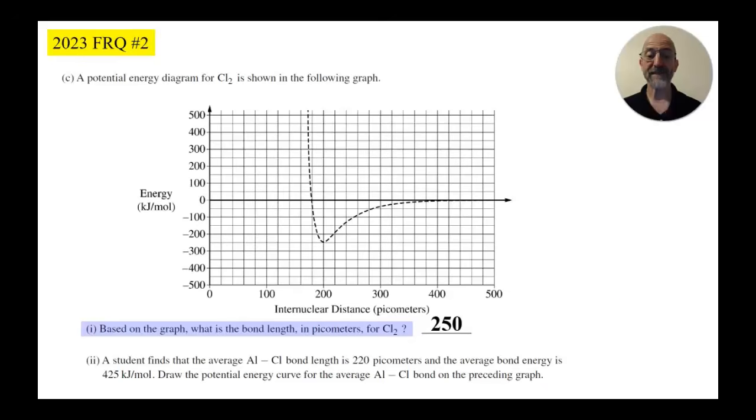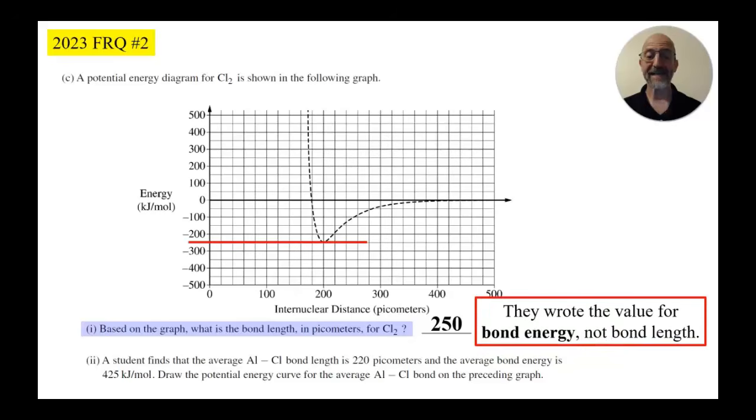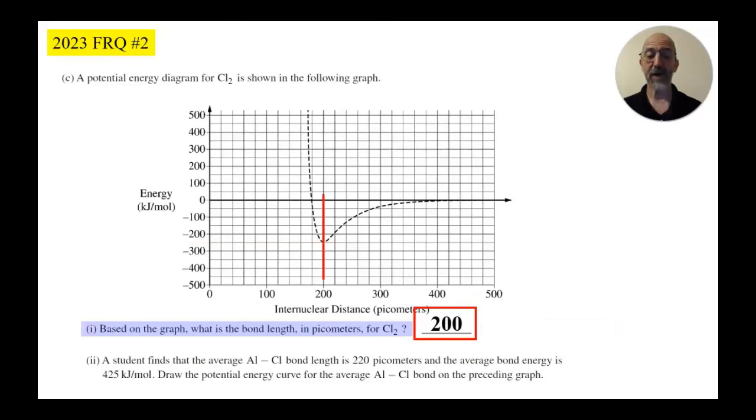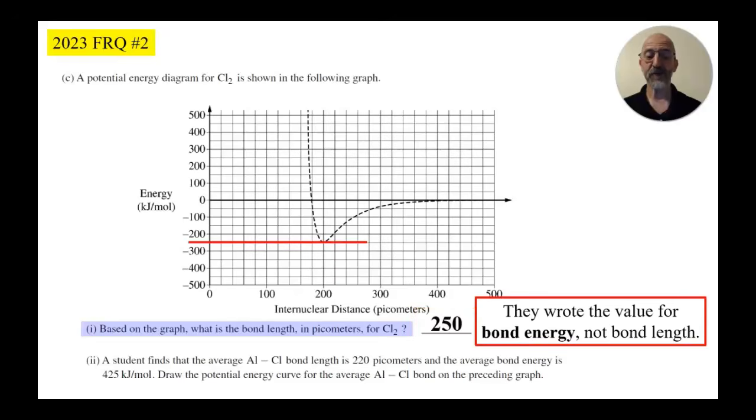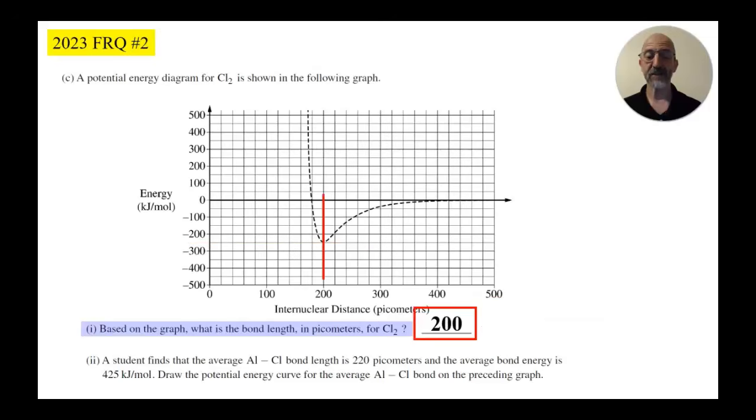Now what they probably did is they looked at the wrong axis. The 250 would be kilojoules per mole. That's the bond energy. That's not the bond length. The bond length would be on the x-axis. So 200 picometers is correct, not 250, which is the bond energy.